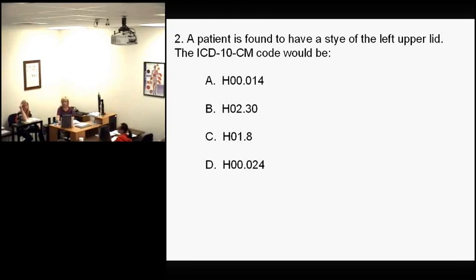All right. Hard to find unless you're looking for the specific word sty, right? So it's A.